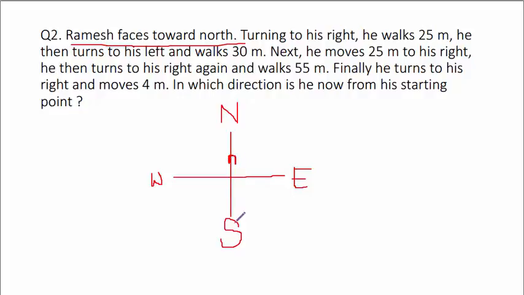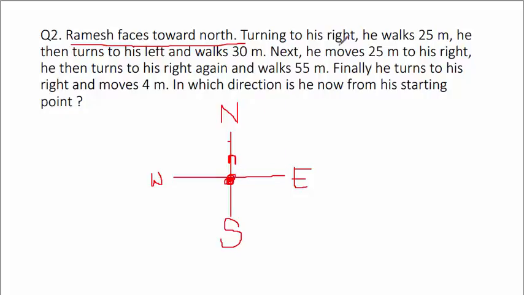Okay, this is his back and this is his front. So he turns to his right and walks 25 meters. Suppose he is facing towards this direction and his initial point is this. Always consider the initial point at the intersection of the north-south line and the east-west line. This will make it easy to solve the questions.